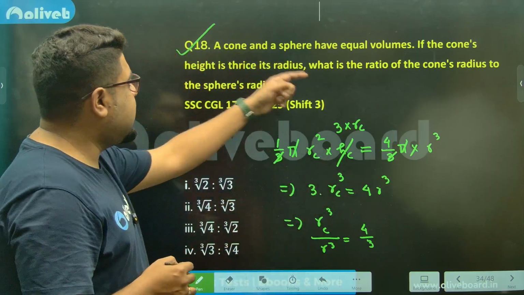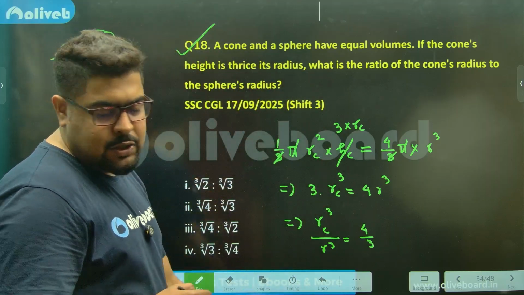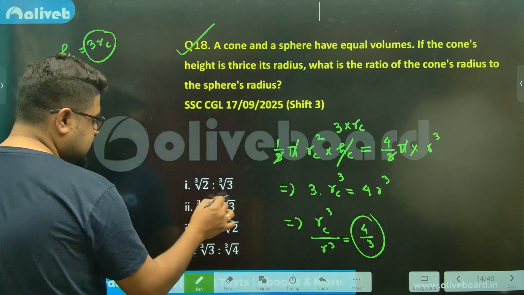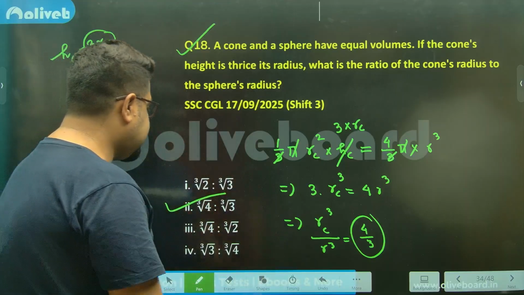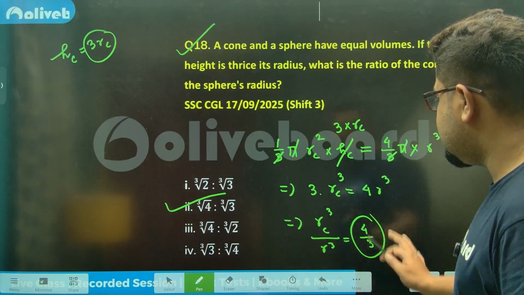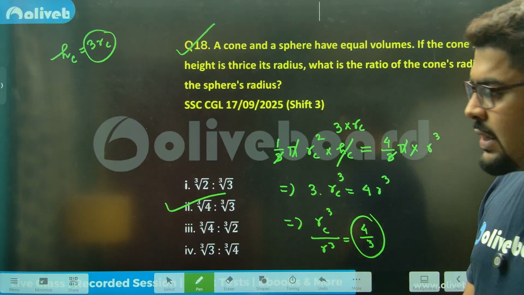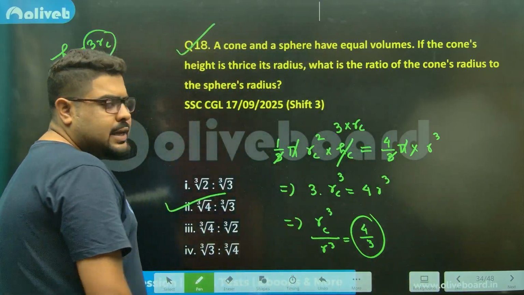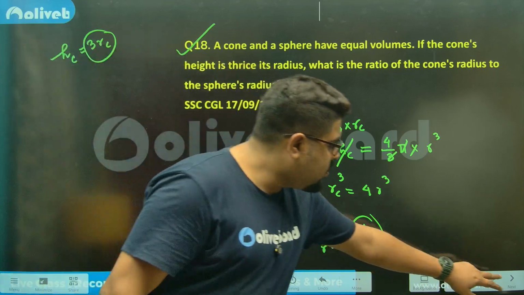So cone's radius to sphere's radius is this. So my answer will be cube root of 4 by 3, which is option number 2, sir. First one is no, perfect. Clear, everyone? Again, I don't think it's very difficult. Again, very simple. Moving on, sir.